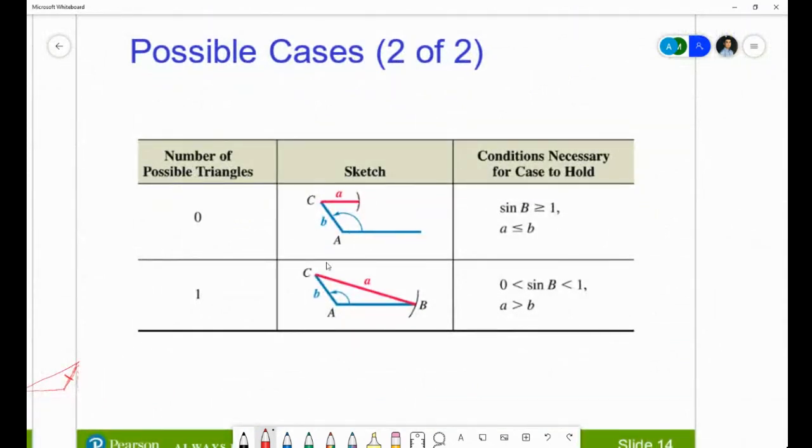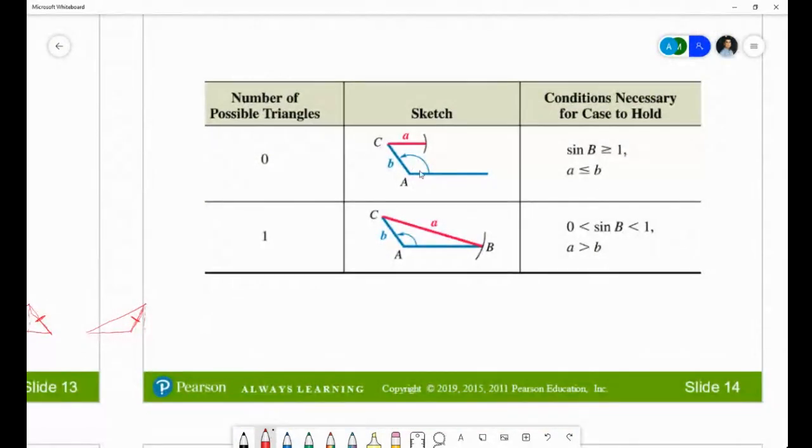All right, so here is when we have an obtuse angle for angle A. If we have an obtuse angle, then we have to make sure that this side A is the longest length, larger than B here, so that we can create a triangle. But if A is too short, which means it's shorter than B, then we cannot create a triangle.